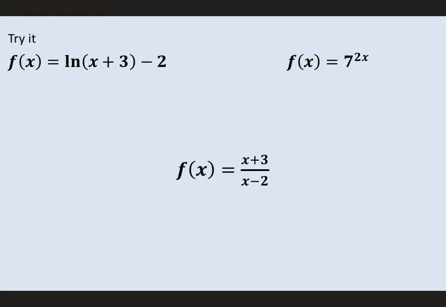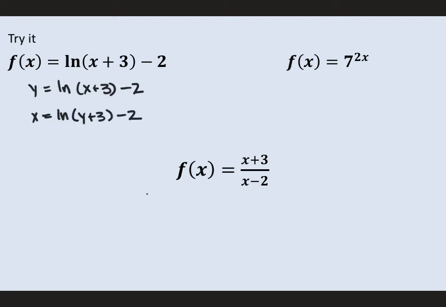I'll start with this one on the top left, and hopefully I left myself enough room to do these, but let's give it a try. So first things first, I'm going to change that f of x into a y equals the ln of (x plus 3) minus 2. Then my x becomes a y and my y becomes an x, so this becomes x equals the ln of (y plus 3) minus 2.